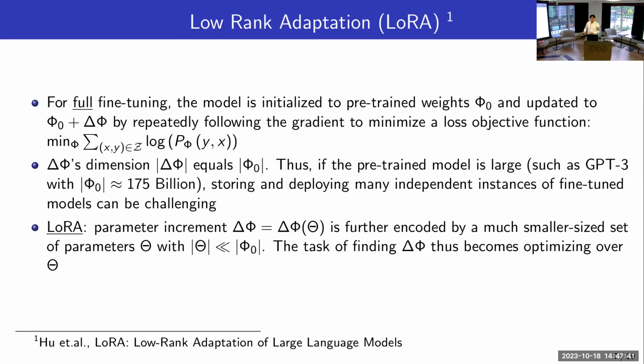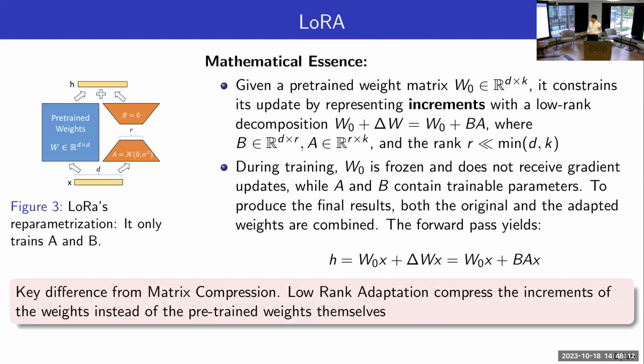reparameterize this increment delta phi using a small set of parameters, through a matrix decomposition. This reparameterized form of delta phi has a much, much smaller size than the original weights. So the task of efficient fine tuning is to find a reparameterization of delta phi that is optimized over the original weights. And this is the mathematical essence of LoRA.